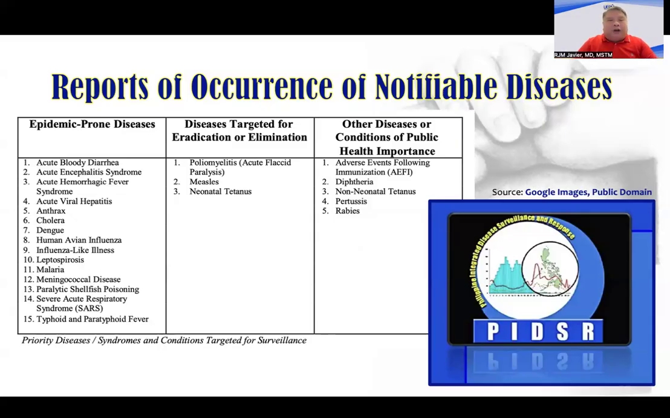So I want to define the terms epidemic, eradication, or elimination. And I will try to walk you through this, although I know it's a bit challenging because you are only first year medical students, and I do know that you still have no background whatsoever on pathology or medical conditions, but maybe for academic purposes, you just need to identify what the government, or at least the PIDSR, identifies as epidemic prone, what are being targeted for eradication or elimination, or those that are of public health importance.